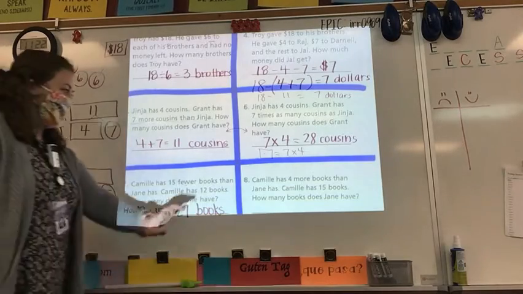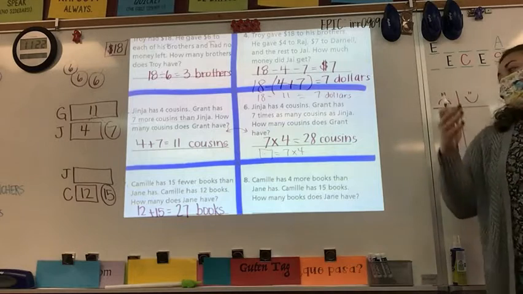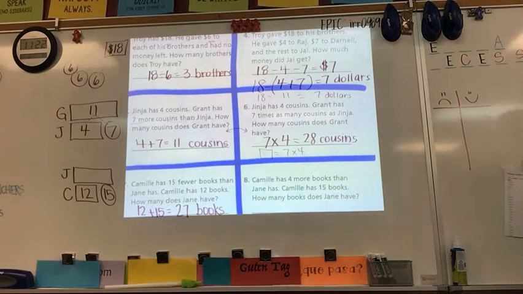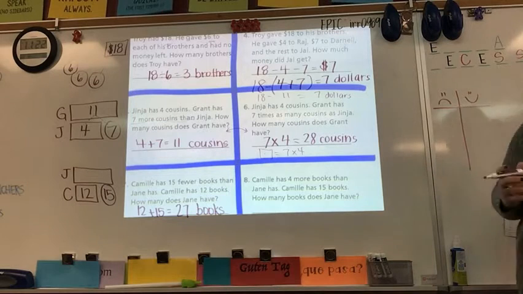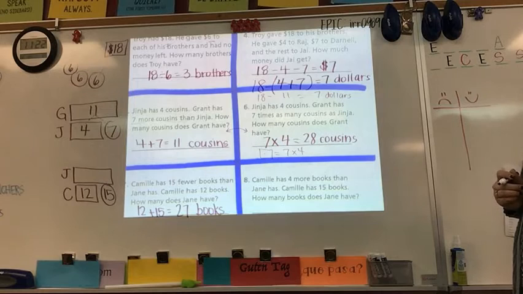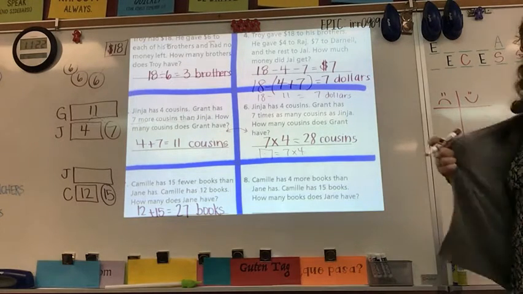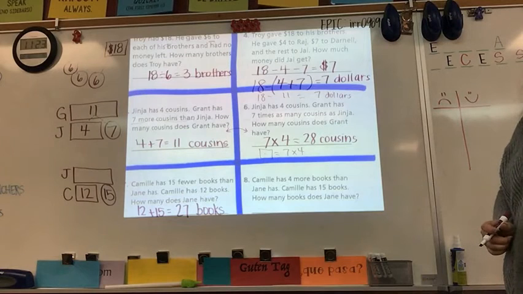Okay, next problem. This one says that Camille has 4 more books than Jane has. If Camille has 15 books, how many books does Jane have, Eli? Equation? All right, let's hear it.